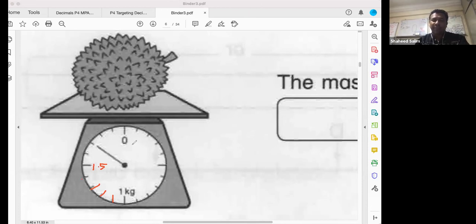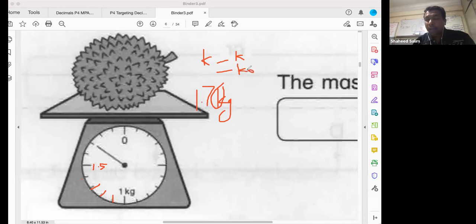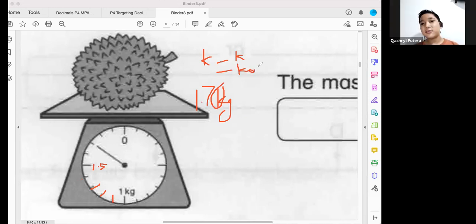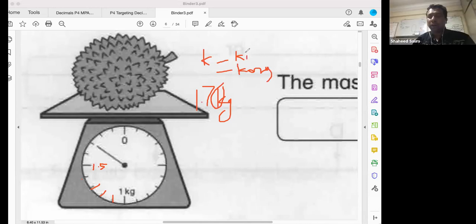So it's 1.7, Miss Amara. 1.7 kg. By the way, what does the K stand for? Does K stand for king? Does K stand for Kong? Who knows? Kilo. What does kilo mean? Kilo means what? You're correct. Kilo means 1000. Kilo is 1000.